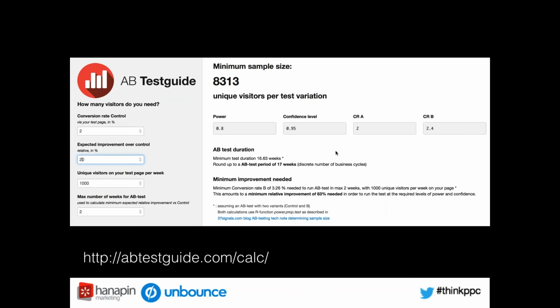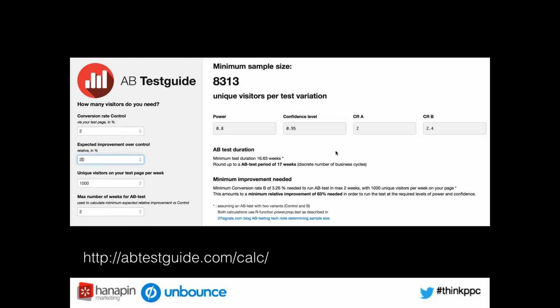This one is really, really smart, I think, because in this one you put in your control conversion rate, your expected improvement, and then you can put in how many visitors your test page gets per week and how many weeks you have, in this case, to run this test, right? And then it'll tell you, well, with the numbers you gave us, you would have to run this test for 16 weeks in order to detect that lift, right?